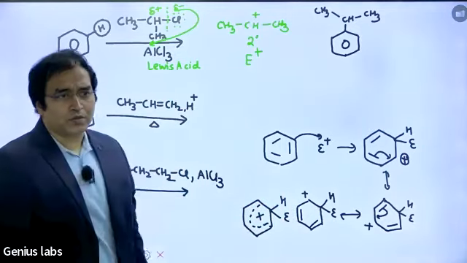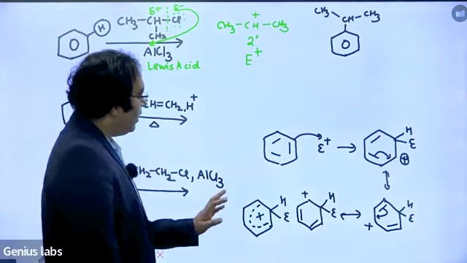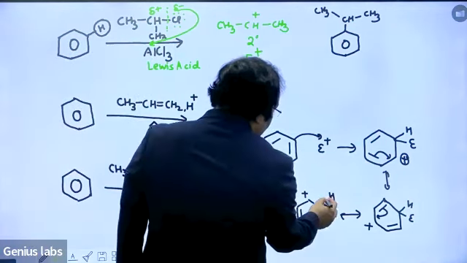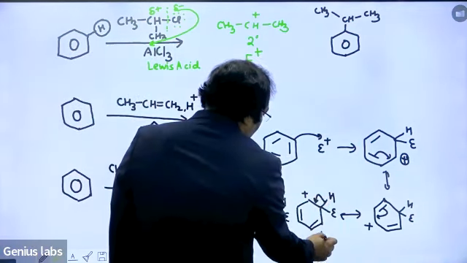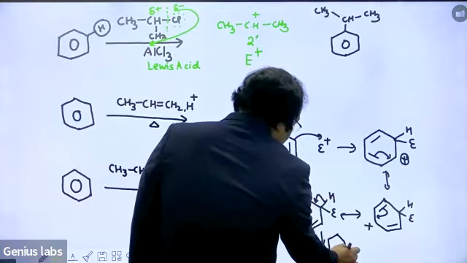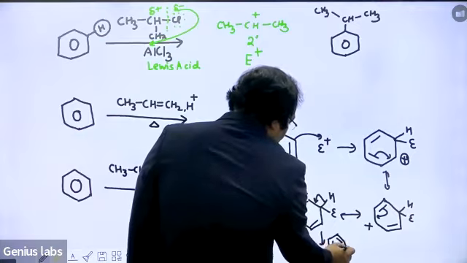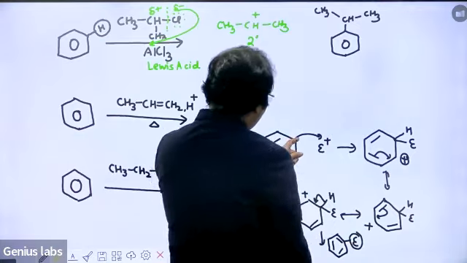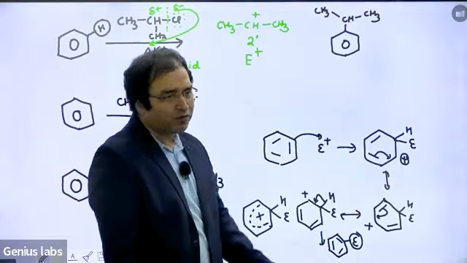ये सब याद आ रहा है? पढ़ा है आपने GOC में क्या? You have done it in GOC. And then in the final step, we can say that H is out and it is just E attached here. So basically, किया क्या हमने? We just removed this H and put E. That's what we have done.